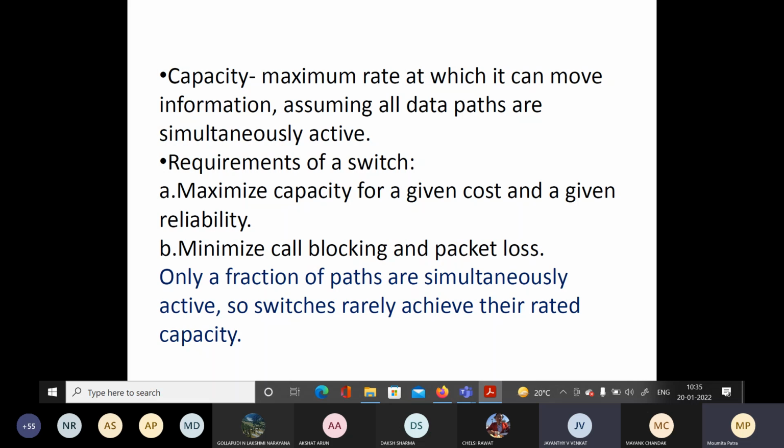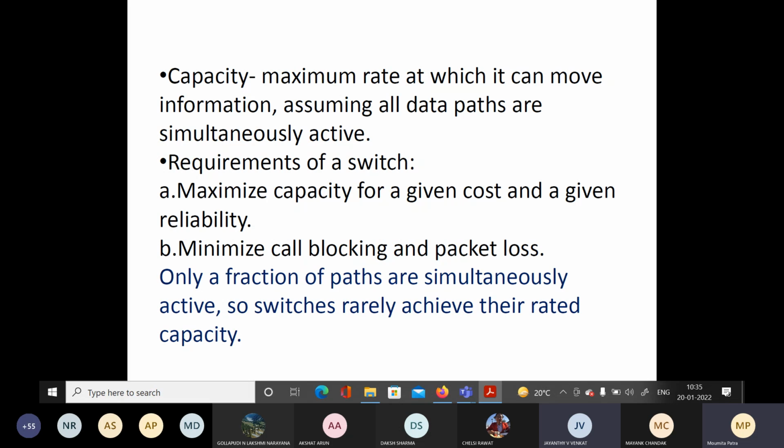So if you are creating a switch, how do you measure whether it is performing great or not? You have to compare some metric with that of another switch's metric. So the metric that is in general used is the switch capacity. How do we define this switch capacity? That is the maximum rate at which it can move the information, assuming that all data paths are simultaneously active. This is the definition of the switch capacity.